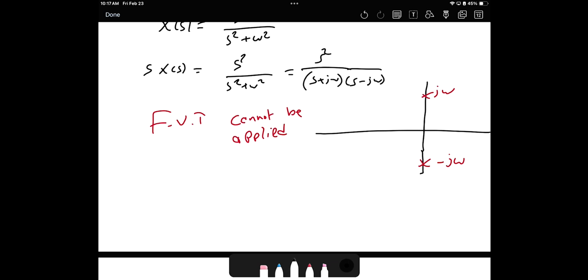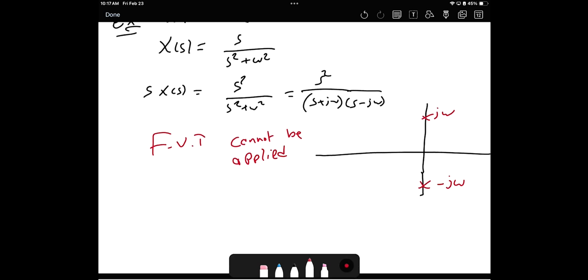So let's assume, whatever, that we need to calculate. Let's try to apply it. The limit as s goes to 0 of sX(s) means s squared over s squared plus omega squared. Make s 0, which gives 0 over 0 plus omega squared, so it will be 0. The final value, using the final value theorem, is 0. But again, it's not applicable, it's not correct.